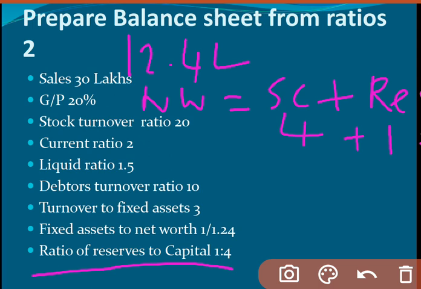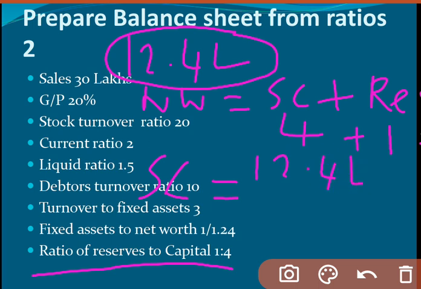Net worth is 5 and the value of net worth is 12.4 lakhs. Based on this we can find the value of share capital as 12.4 lakhs divided by 5 into the share capital value 4. What will be the value? The value will be 9 lakhs 92,000. Okay, then how to find the value of reserve?